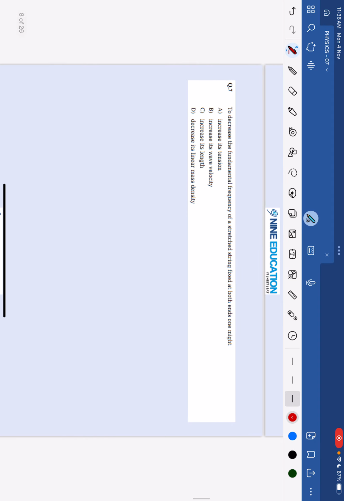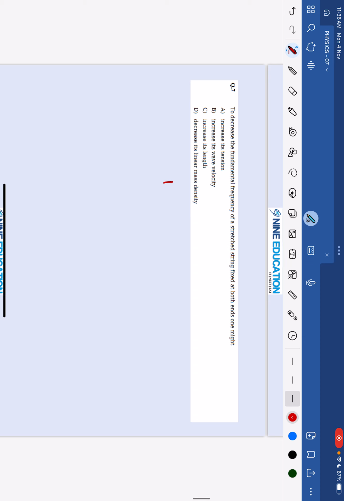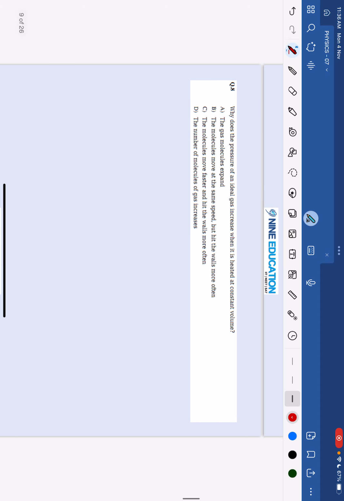Next one is to decrease the fundamental frequency of the stretched string fixed at both ends. We know that the fundamental frequency of a string is given by 1 by 2L root T by mu, correct? So now obviously if we increase its length, the frequency is going to decrease, right? So C will be the correct one.